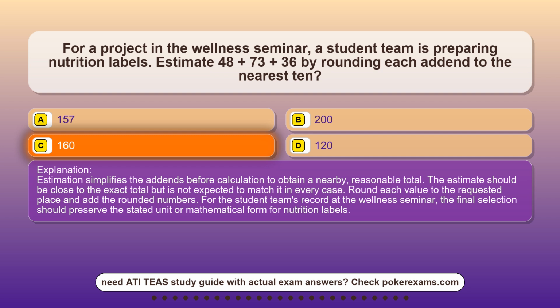Round each value to the requested place and add the rounded numbers. For the student team's record at the wellness seminar, the final selection should preserve the stated unit or mathematical form for nutrition labels.